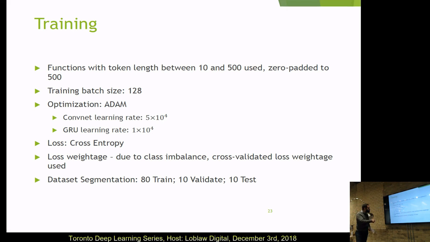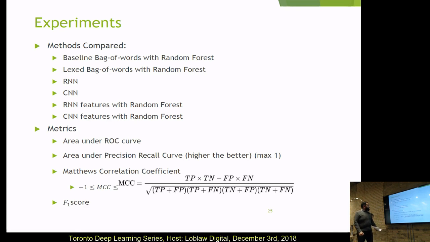So the split is 80/10/10 for training, validation, and test. Their experiments and results: they use the baseline bag of words, so there's no sequence information preserved, and they work on the level of characters. A lexed bag of words with a random forest classifier. RNNs end-to-end, CNNs end-to-end, RNN features with a random forest classifier, CNN features with a random forest classifier.